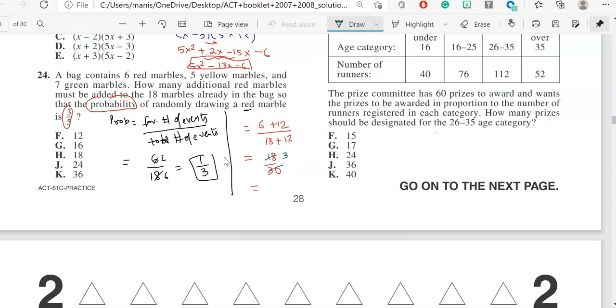Okay. So when I do this over here, 6 times 3 is 18. 6 times 5 is 30. So I am left with 3/5. This means option choice F is the correct answer. We were lucky. We got the correct answer the first time.